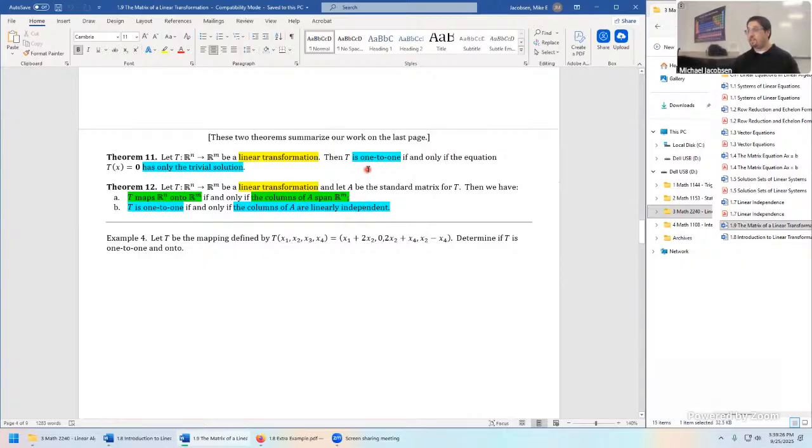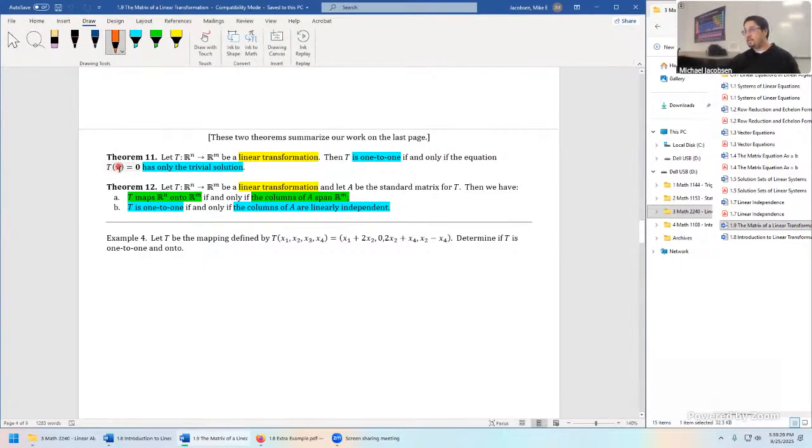We'll say T is one-to-one if and only if T(x) = 0, that's the homogeneous equation, has only the trivial solution. That might ring some bells. Having only the trivial solution is linear independence, right? Linear independence is tied together with one-to-one. And having only the trivial solution is also saying a pivot in every column of A, where A is that standard matrix of T. So everything is just kind of wrapping back into itself.